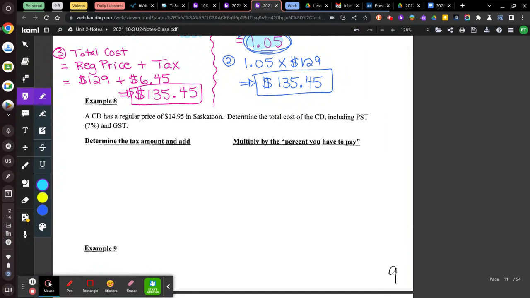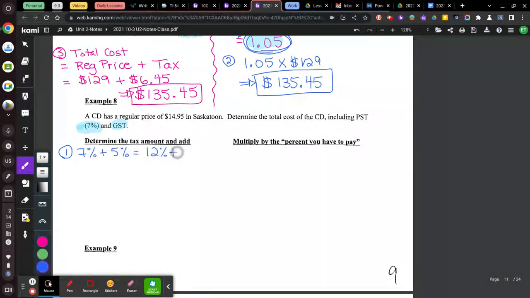We've got a CD. It's got a regular price of $14.95 in Saskatoon. Well, that's Saskatchewan, and Saskatchewan has a PST of 7%. So they have a PST and a GST, so we have to add our tax here. The first step is we're going to go 7% plus 5%, which gives us 12% tax. Now we divide that by 100, and that gives us 0.12.